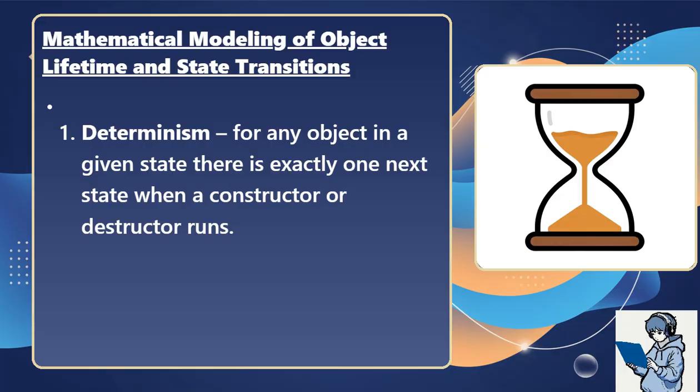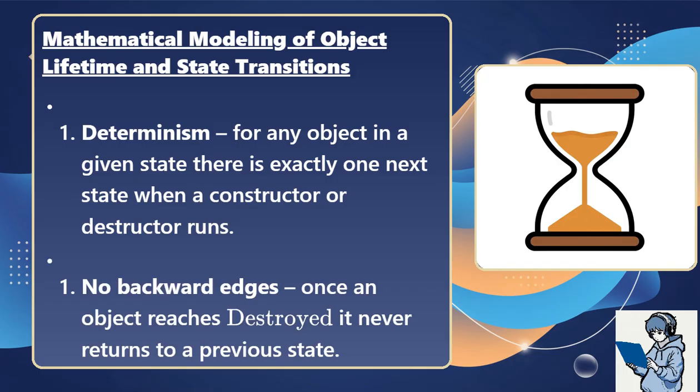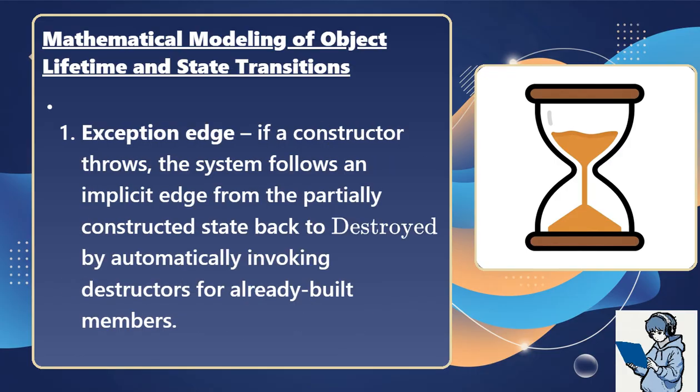Determinism. For any object in a given state, there is exactly one next state when a constructor or destructor runs. No backward edges. Once an object reaches destroyed, it never returns to a previous state. Exception edge. If a constructor throws, the system follows an implicit edge from the partially constructed state back to destroyed by automatically invoking destructors for already built members.